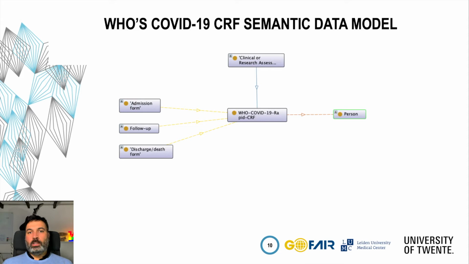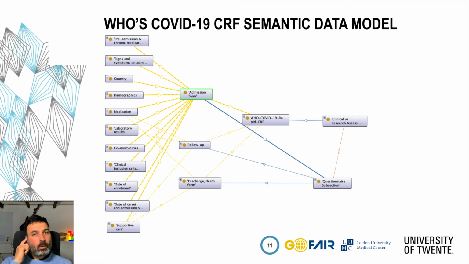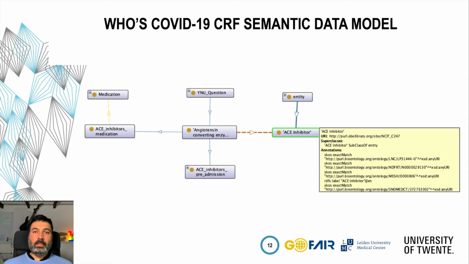We started with the concept of the WHO COVID-19 CRF itself, which in our model is a subclass of the clinical or research assessment questionnaire defined in NCIT. The CRF is about a person and has as its part the admission, follow-up, and discharge death forms. Each one of these modules has a number of sections like demographics, medication, laboratory results, comorbidities, etc. In turn, each section has a number of questions.